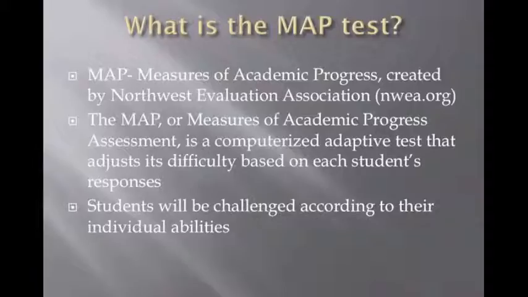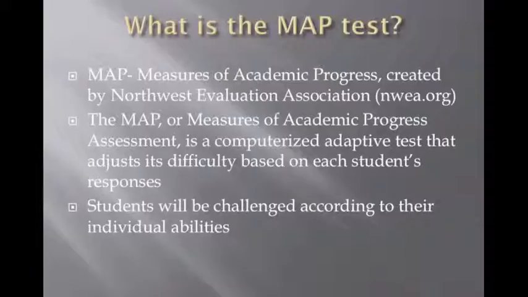Now, continuing on, what is the MAP test? MAP, or Measures of Academic Progress, was created by the Northwest Evaluation Association, the NWEA. The NWEA.org website is also available to you here on the screen if you should require further information. The MAP, or Measures of Academic Progress assessment, is a computerized adaptive test that adjusts its difficulty based on each student's responses. Students will be challenged according to their individual abilities.